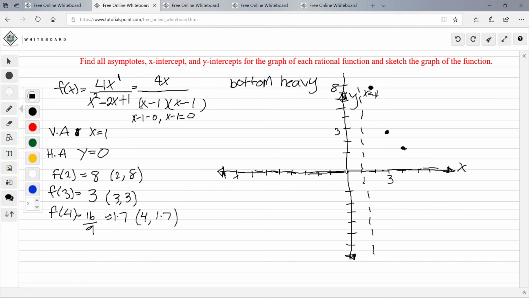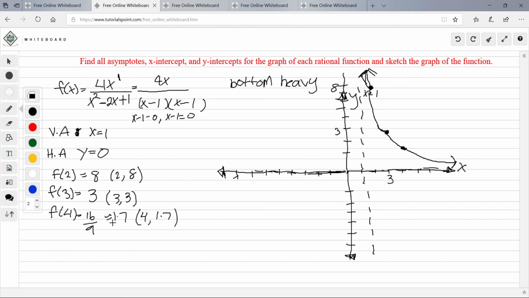So yeah, now it's going to look something like this, and it gets really close to 0 because that's our horizontal. Oops. And it gets really close to 1. Okay, now we know what the right side looks like. Let's figure out what the left side looks like.